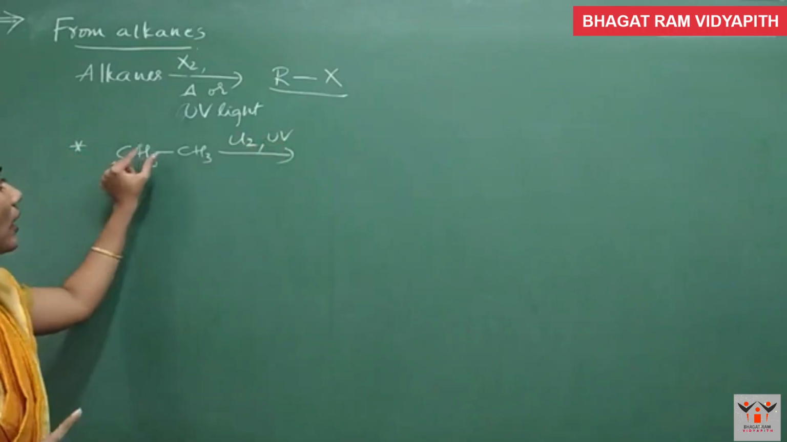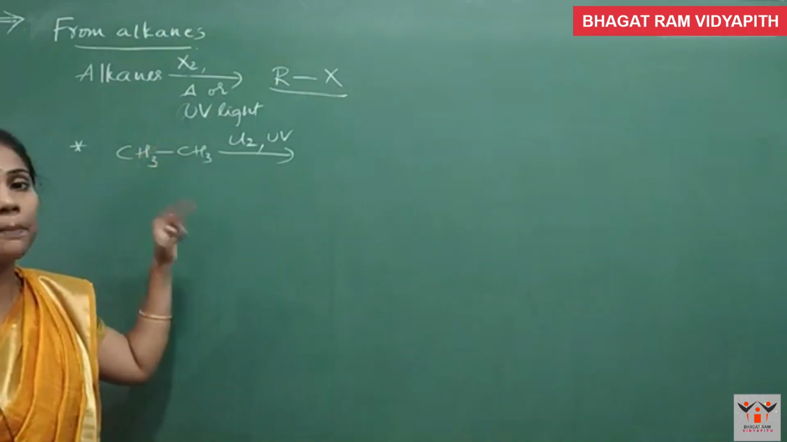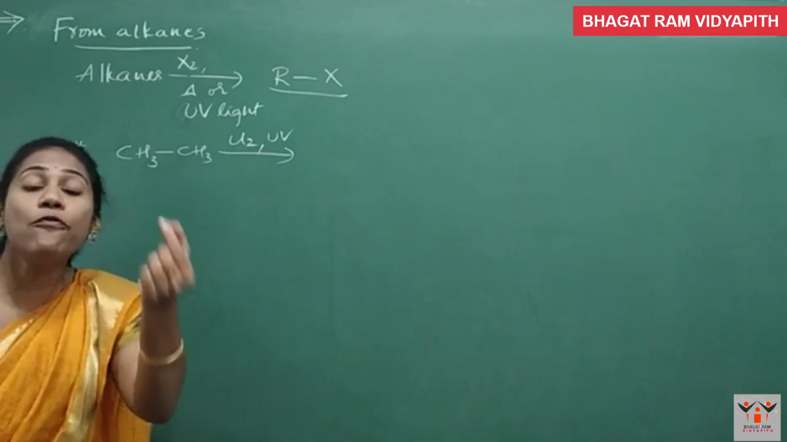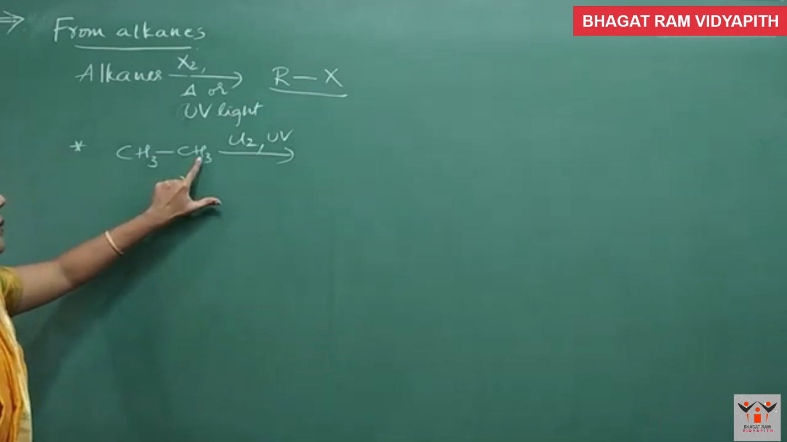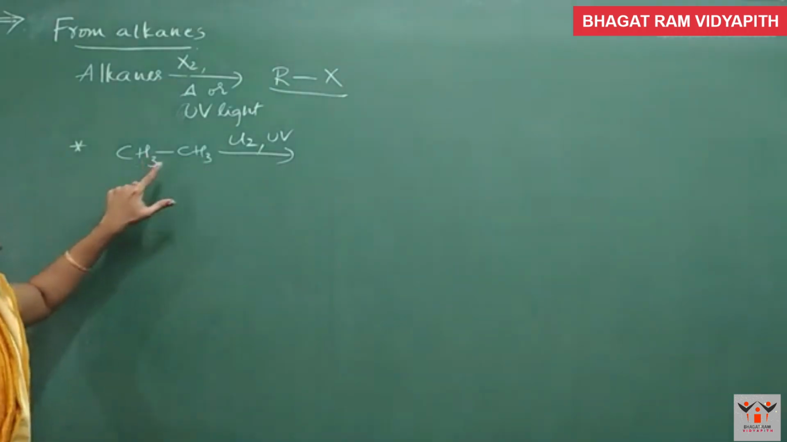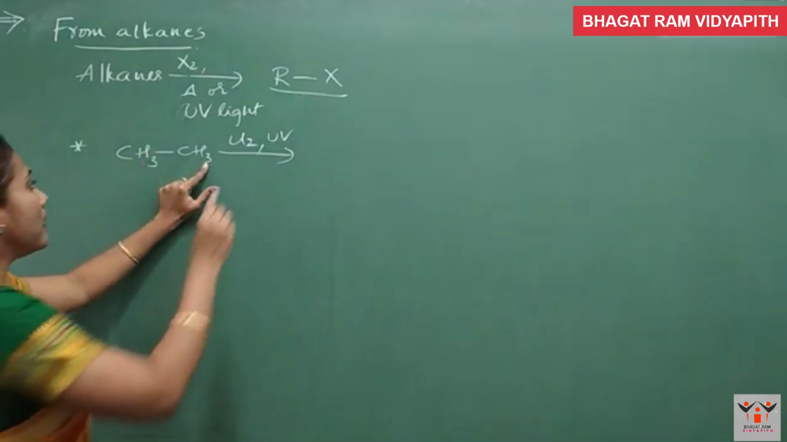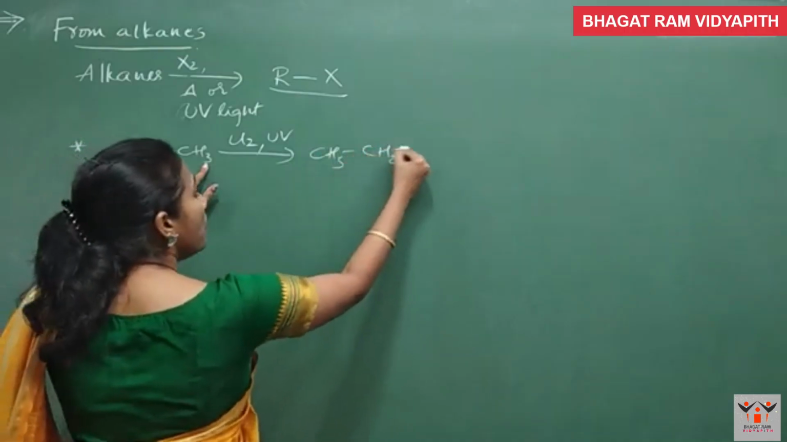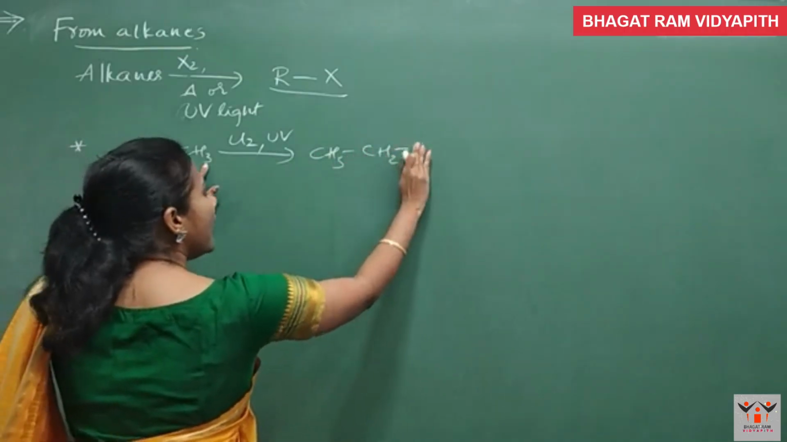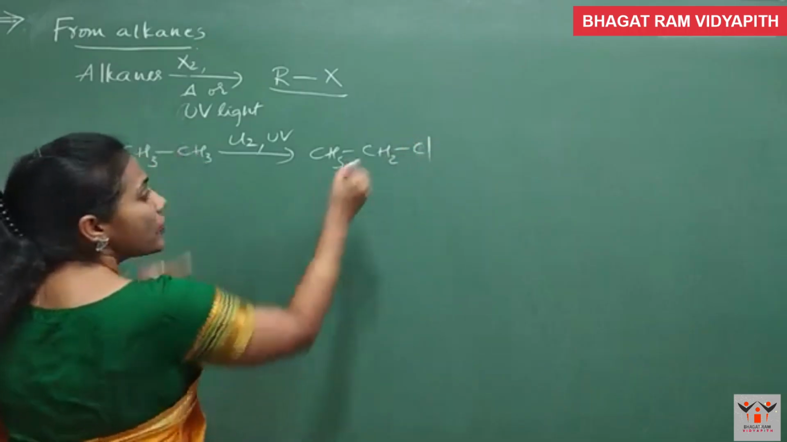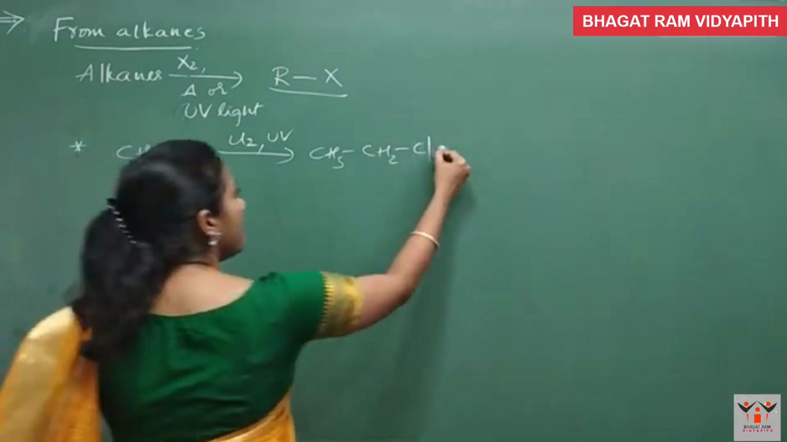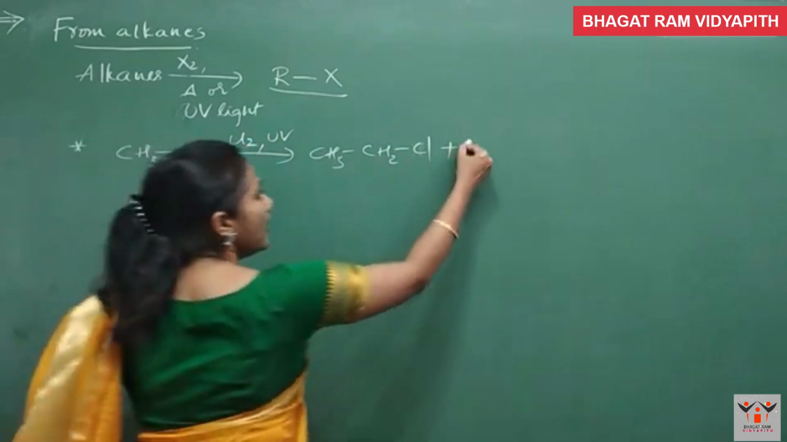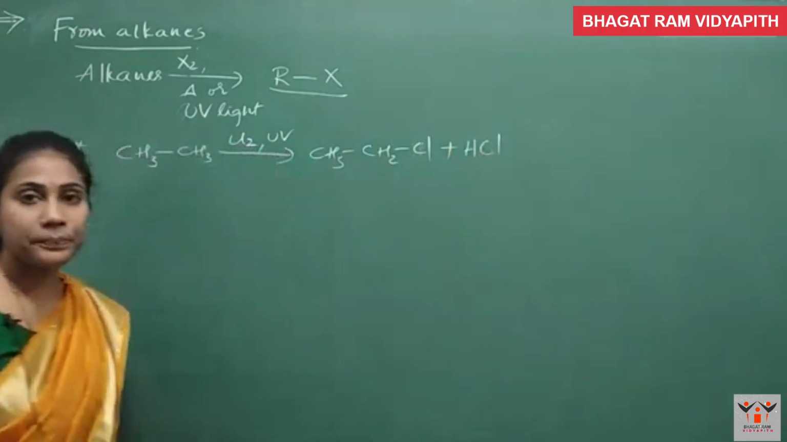What happens is all hydrogens are similar because both carbons are primary. So all hydrogens are primary hydrogens only. So you replace any one hydrogen, either one hydrogen from here or one hydrogen from here. Let me replace one hydrogen from here. So what do we get? CH3, you will get CH2, and instead of one hydrogen, you have your X atom, that is Cl. So you will get chloroethane plus a byproduct. The removed hydrogen combines with another Cl and you will get HCl as byproduct.